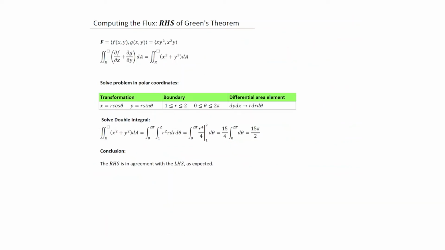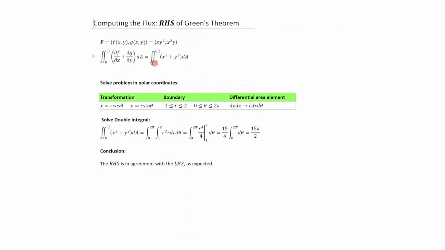All right, so now let's redo the calculation on the right-hand side of Green's theorem. Again, this is the field vector that we're dealing with. So we need to take the partial of f with respect to x and add it to the partial of g with respect to y. If you do that, you'll end up with x squared plus y squared dA.